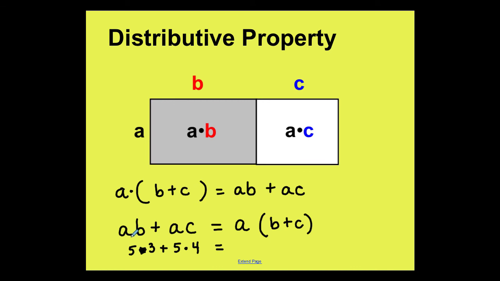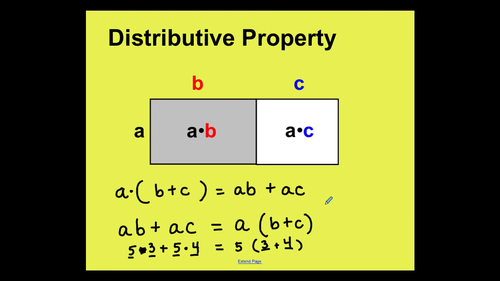So this would equal A, in this case, is 5. So you have 5 times, in this case, the B is 3, plus 4 is C, and so 4 is C right here. So this expression right here, 5 times 3 plus 5 times 4, is going to give you the same value as 5 times the sum of 3 and 4. Because what you're saying is you have 5 copies of both of these numbers, 3 put together with 4.